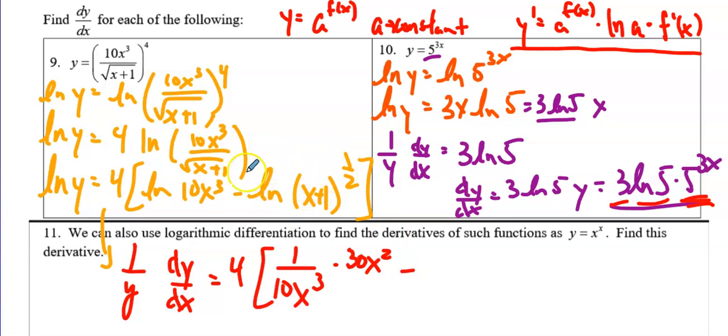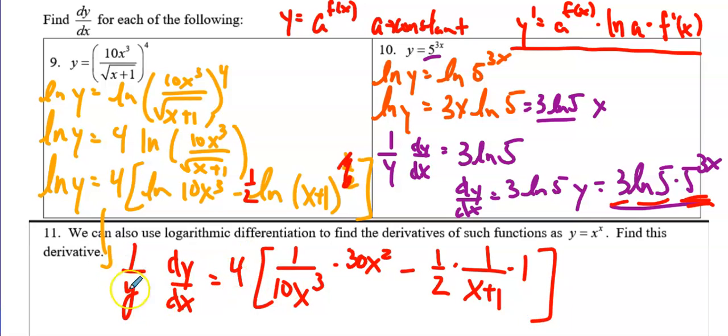Minus, well, I can move the 1/2 down, so this is 1/2. So now I have to just multiply by the derivative of the natural log of x plus 1, which is going to be 1 over x plus 1 times 1. And then I would multiply both sides by y, and y is this crazy function right here. So if I want to multiply both sides by y, then I would have a times y right here, but I know what y is. Y is this crazy function.